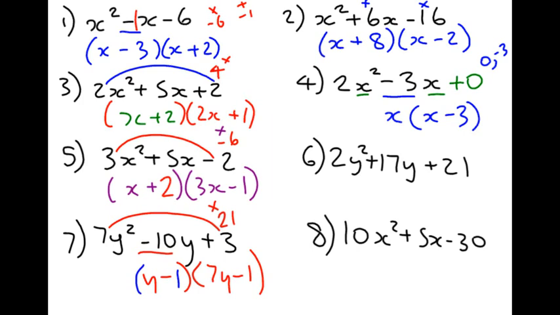Look at that. Okay, question 8, I've just realised I missed out question 6. Maybe I didn't like the look of it. Subconsciously, I don't know. But believe me, I'm not going to shy away from question 6. 2 times 21, 42. We need two numbers that multiply to make 42 and add to make 17.